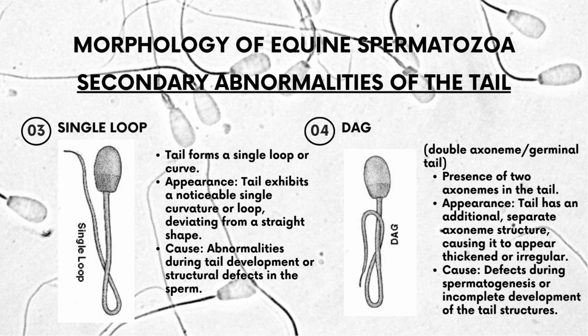A sperm with a single loop in its tail exhibits a noticeable curve or loop that deviates from the normal straight tail structure. This defect arises from abnormalities in tail development. Another tail abnormality is DAG, or double axoneme tail, which results in a thickened appearance due to the presence of two axonemes. These issues stem from defects in spermatogenesis.